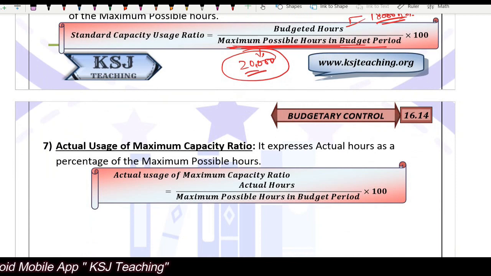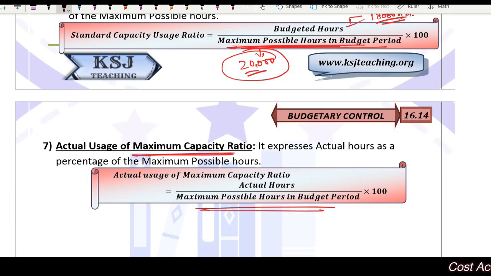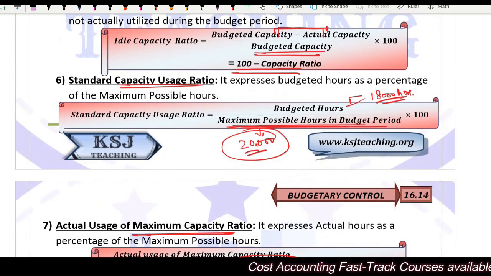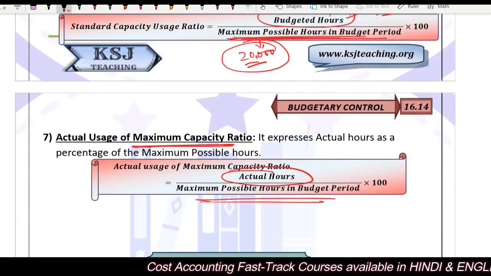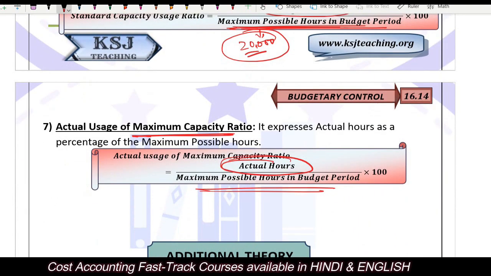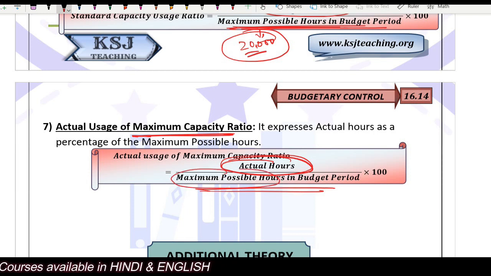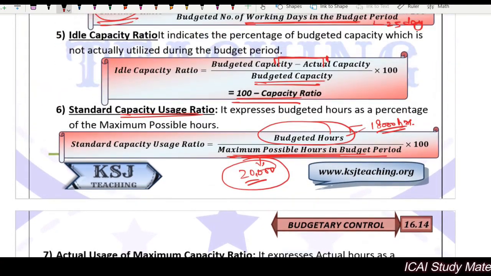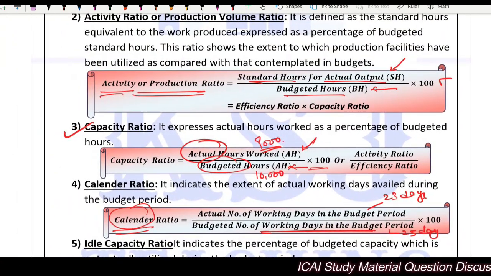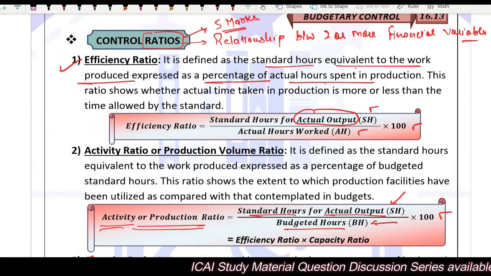Then is the actual usage of maximum capacity: the maximum possible hours in the budget period, and how much you have actually used. Here we say how much you have planned for. Here we say how much you have actually used, out of the maximum possible hours that were available, right? Multiplied by 100. Clear? So these are the major ratios that you have to do.